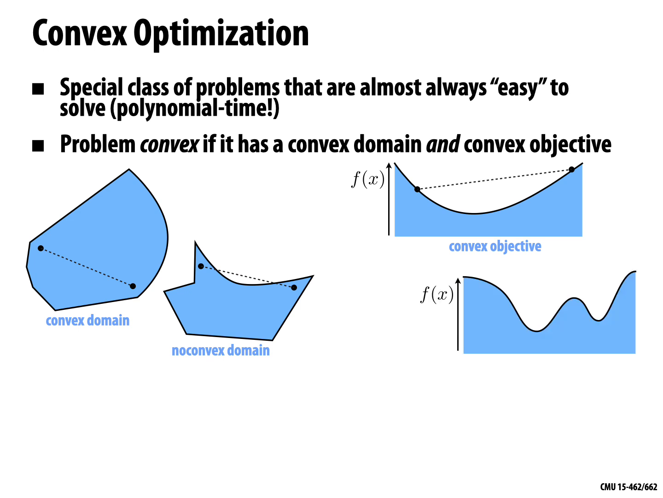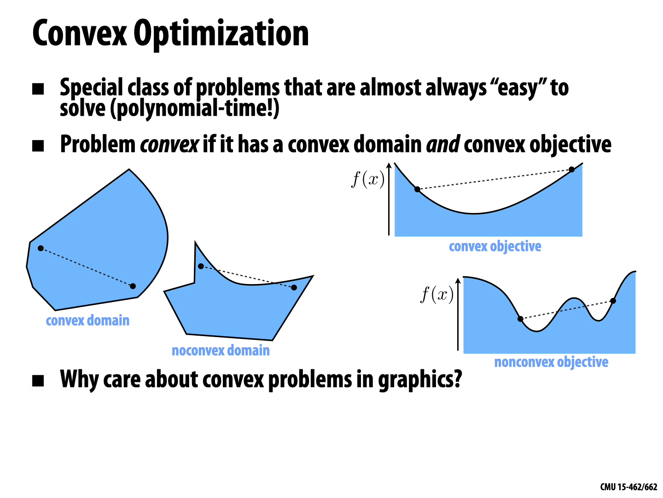Here's a function that is not convex. I can very easily find a pair of points where, if I draw a straight line segment between them, that segment is not always above the graph. So this is a non-convex objective.